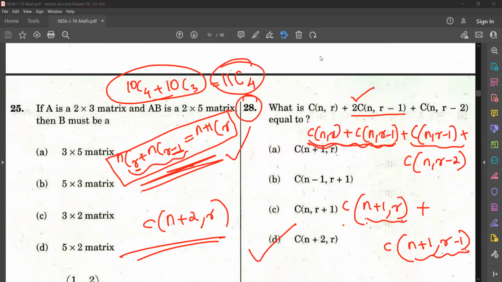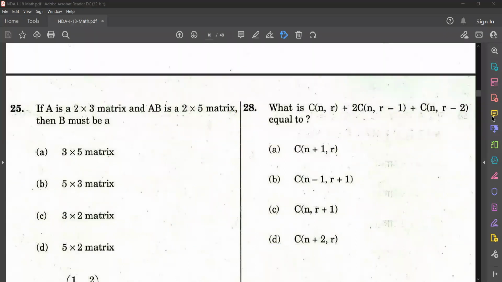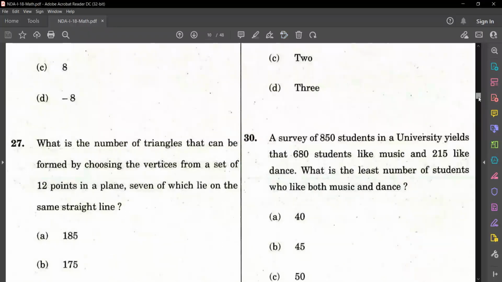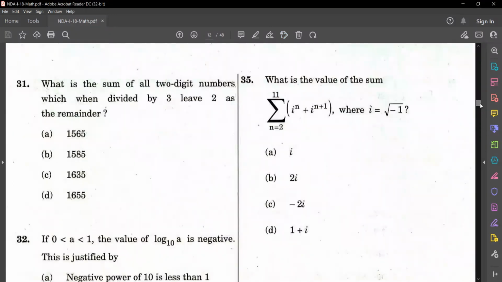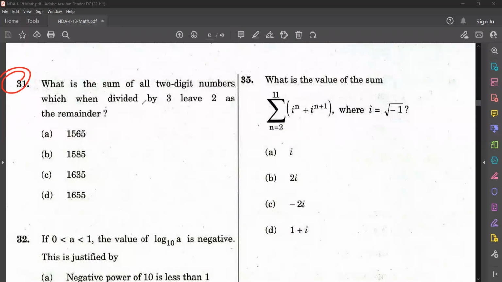See question number 31. What is the sum of all two-digit numbers which when divided by 3 leave 2 as a remainder? You have to find the sum of all two-digit numbers, and the specialty of those numbers is that when divided by 3, you get 2 as the remainder.